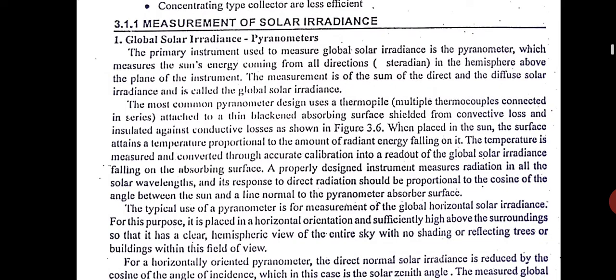Now we will see how we are measuring this solar radiation. Okay, so there are many devices. We will discuss some devices here. One is the pyranometer. So pyranometer is used to measure the global solar irradiance. Global solar irradiance means beam plus diffuse radiation. Okay, so sunlight coming from all directions.